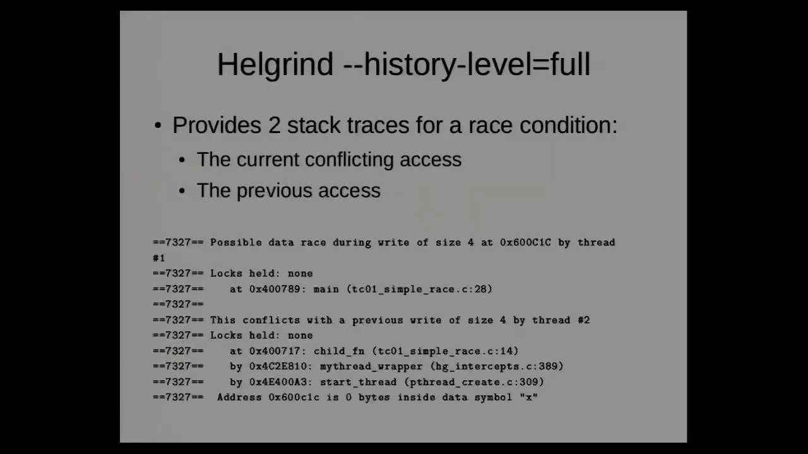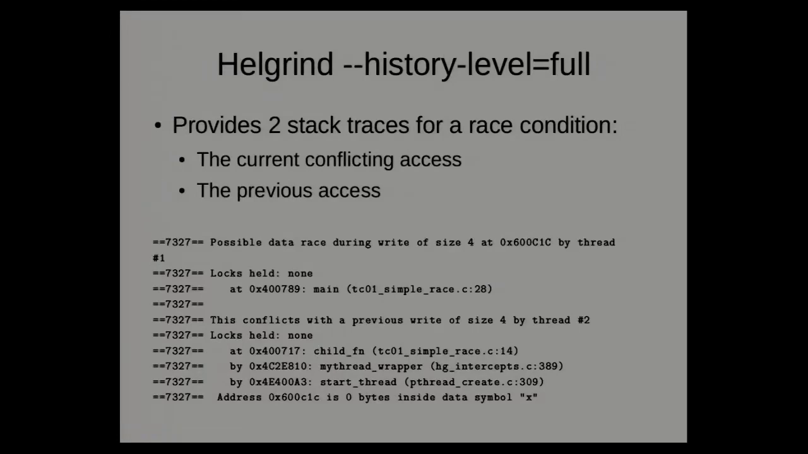Okay, now let's switch to the other optimization. It's not committed, and that's Valgrind history level equal full. This parameter to Valgrind tells Valgrind to report two stack traces for a race condition. It reports the current conflicting access and the previous access. And this is an example. This is the current access, and that's easy to obtain because Valgrind just detects a race condition, so it just unwinds and has this stack trace.